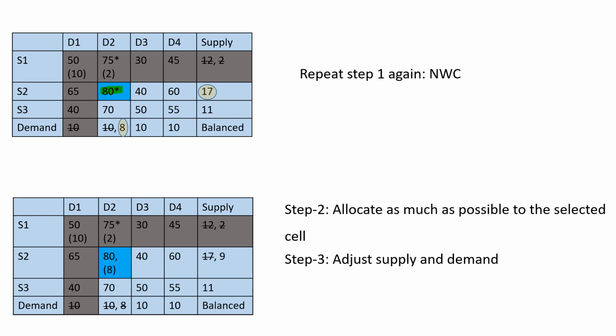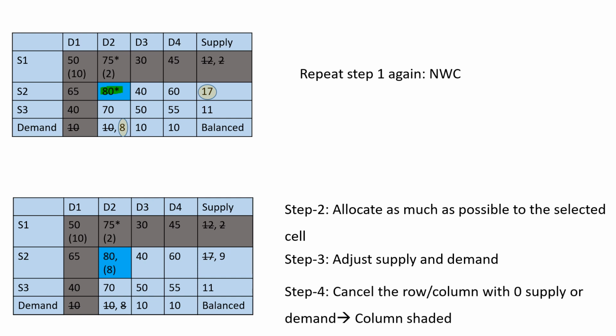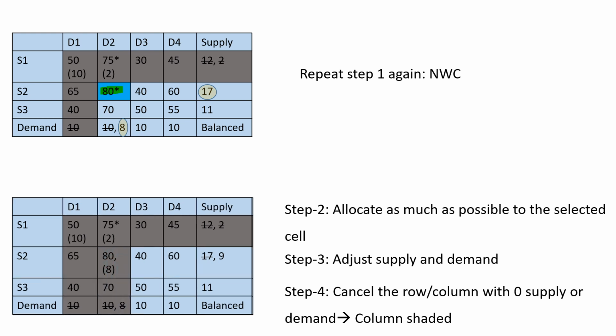The next step is to cancel out the row or column having 0 supply or demand. This will be cancelled because there is no demand left. And now we remain with these cells. From these cells we repeat the steps and find the northwest corner cell.